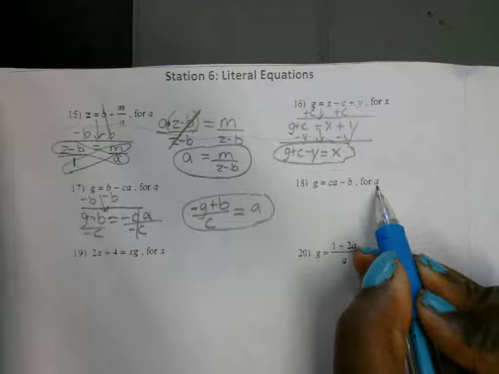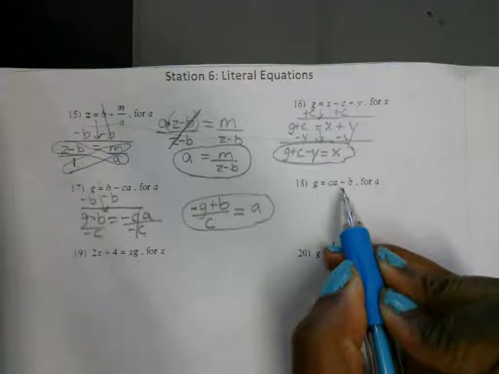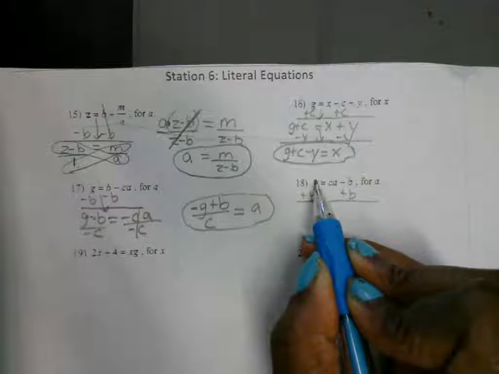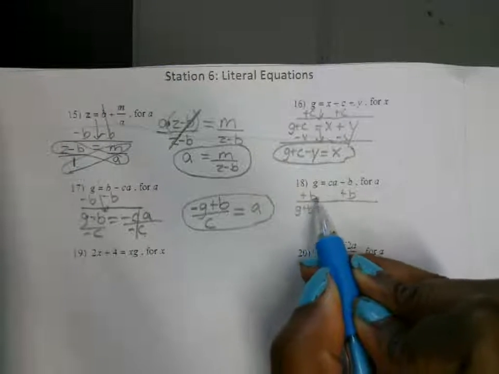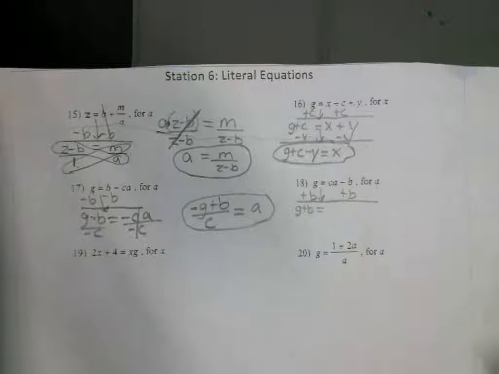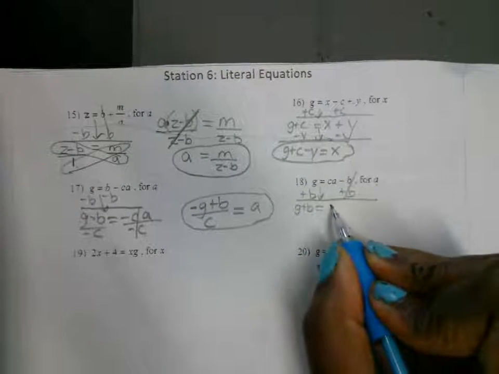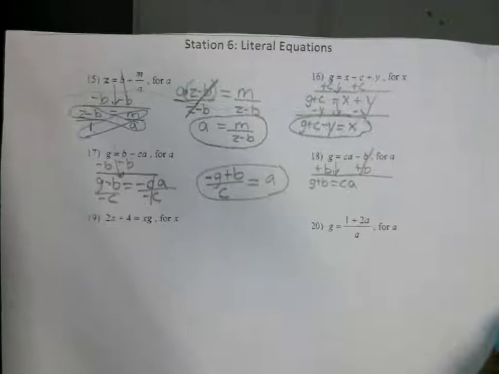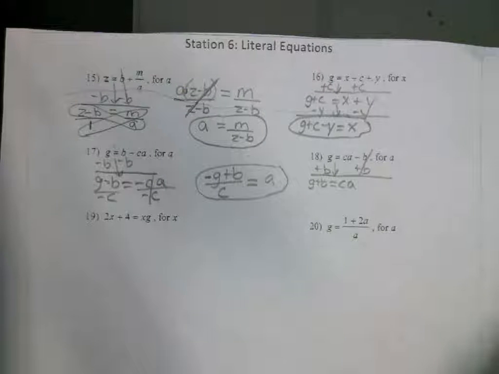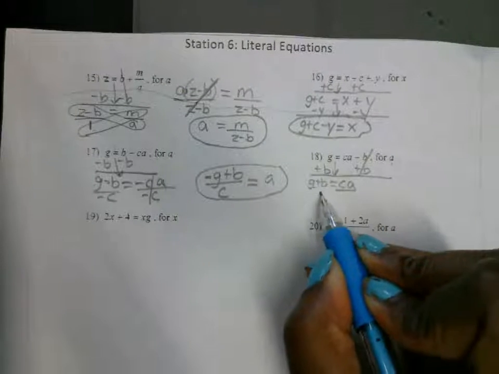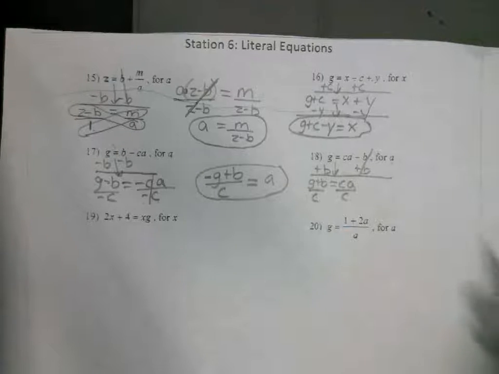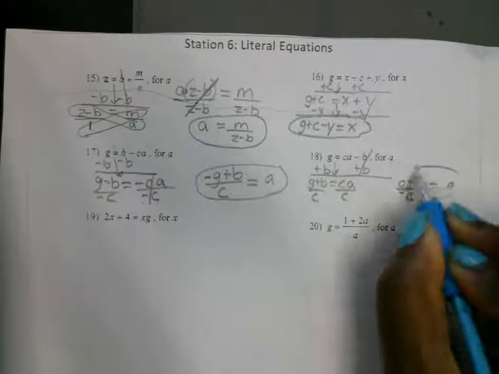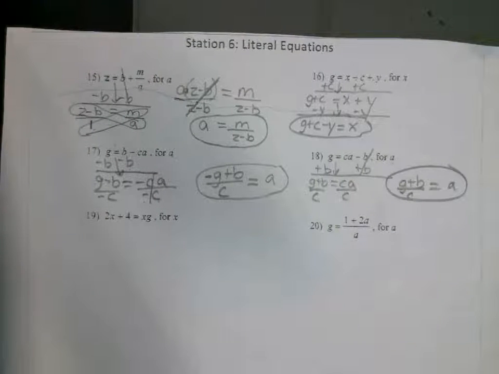All right. So to get A by itself here, we're going to get rid of the B first by adding B to both sides. This gives me G plus B. Okay, this is gone, and I'm left with CA. So now what do I do to get A by itself? Excellent. Divide by C. So this is going to give me G plus B divided by C is equal to what? A. Okay. Good.